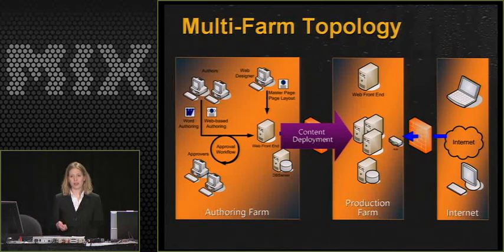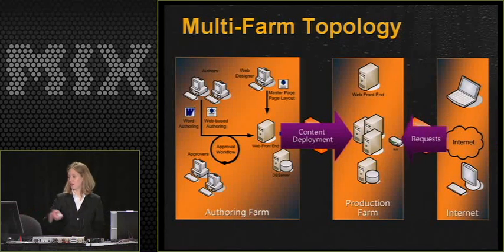If you have search running, search is pretty processor intensive, so you can have your own machine running that. And then when people come in from the internet, they'll deliver their requests and they'll be served up from your production farm. This gives you a lot of stability, because if you're working on your authoring farm and somebody makes a mistake, you can test on your authoring farm, catch it, roll it back, and this never even affected the stuff that your customers are seeing.